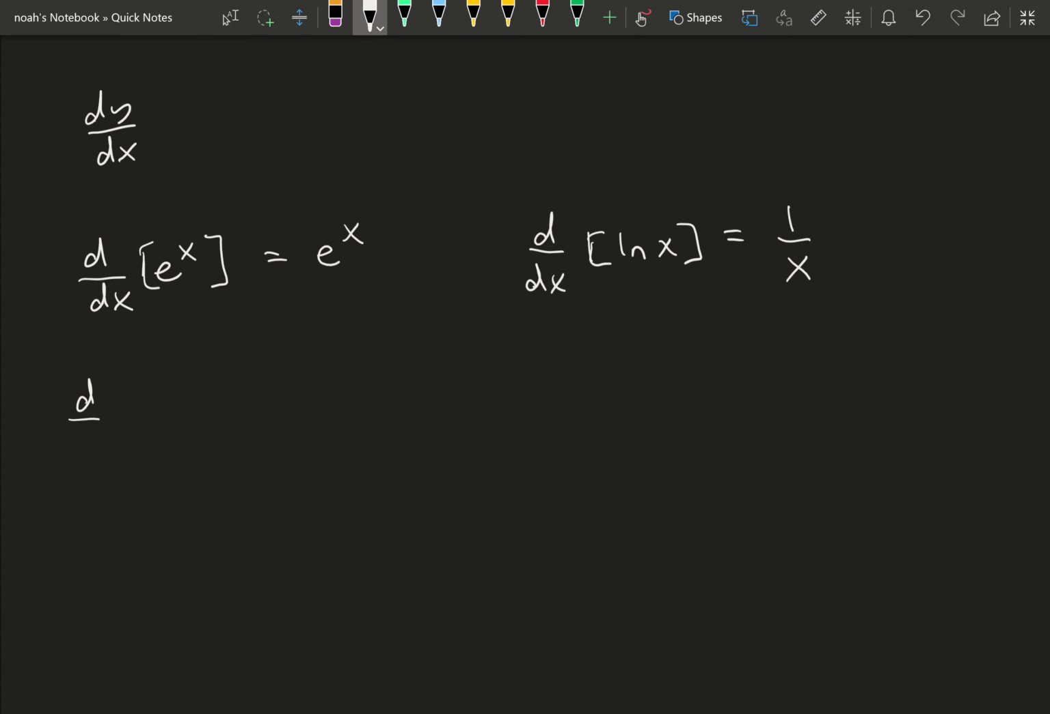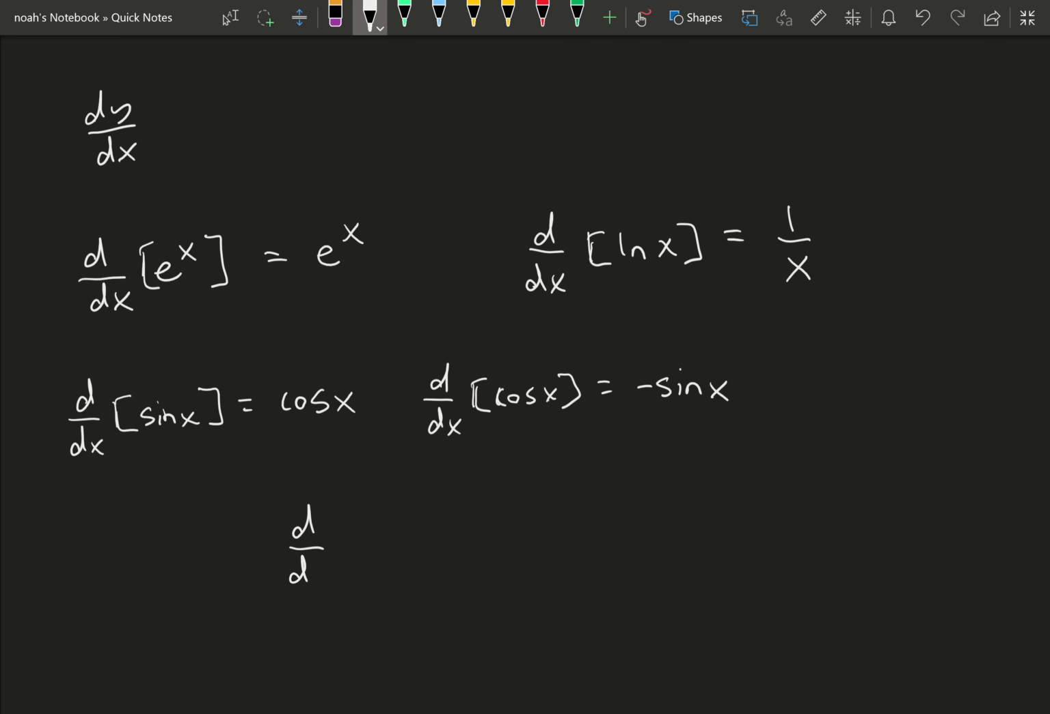And then we have the trigonometric functions. So if we have sine x, the derivative is cosine of x. And then with cosine of x, we have minus sine x. And lastly, for tangent x, we have secant squared of x.